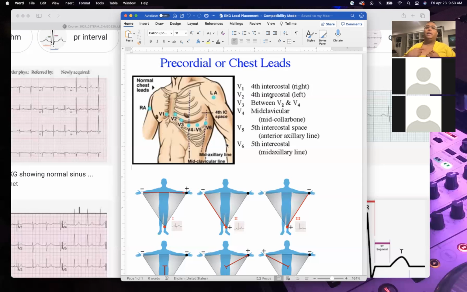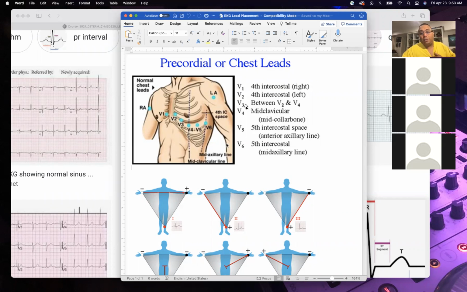So V1 is fourth intercostal space. So I'm going to count space, bone, space, second space, third space, fourth space. So I'm going to count down 4 spaces for my V1. Right sternal border, because this is the right side of my patient. So that's my V1. The V2 is directly across from it. So it's fourth intercostal space, left sternal border.